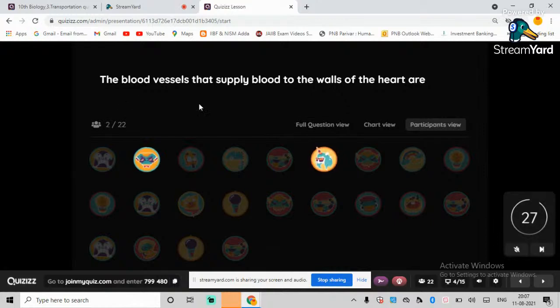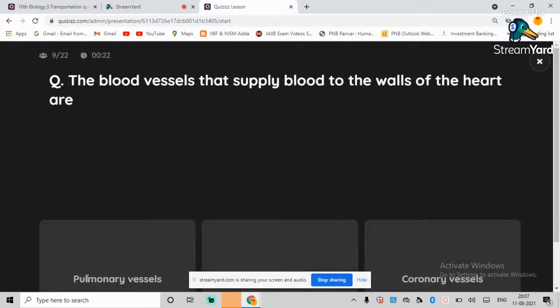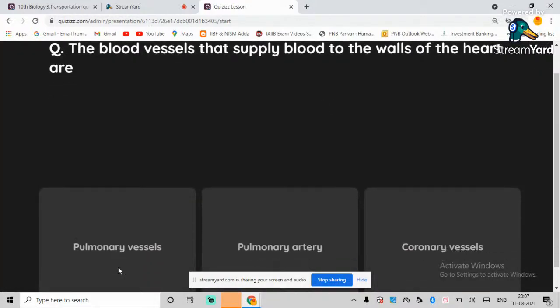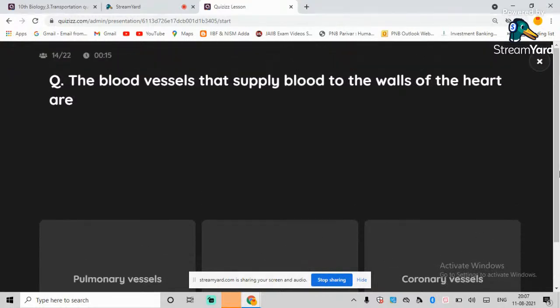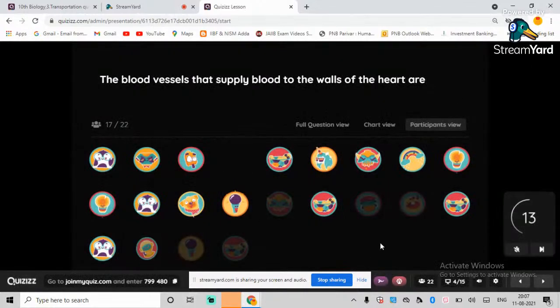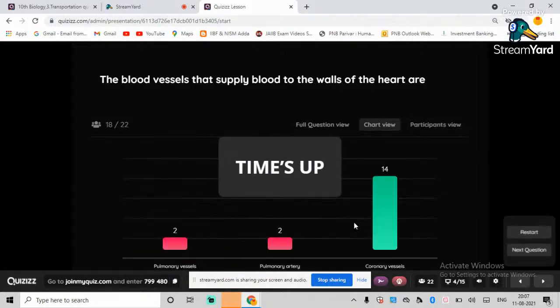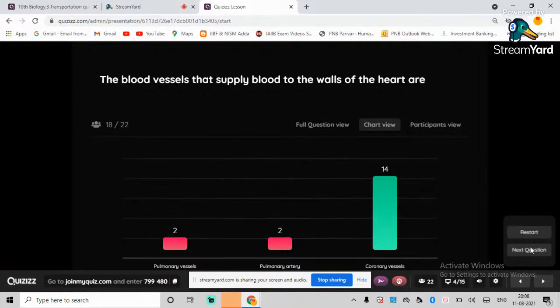Now the fourth. The blood vessels that supply blood to the walls of the heart are pulmonary vessels, pulmonary artery, coronary vessels. Time's up. So the correct answer is coronary vessels. Let's move on to the next.